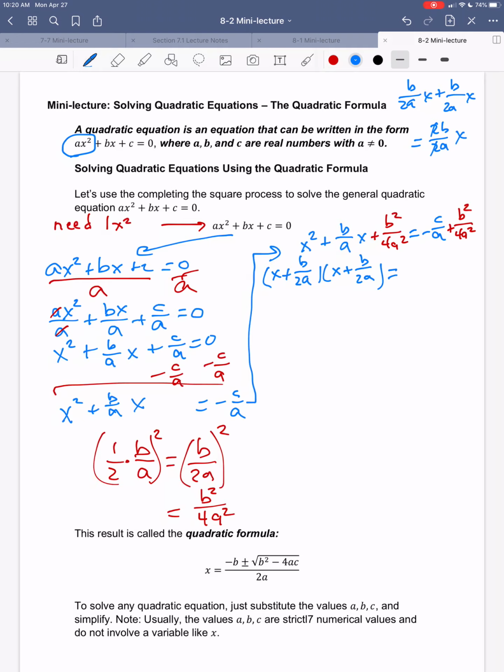All right, so I've got negative c over a, but I need to turn this denominator into this denominator if I can. What am I missing? Well, I need a 4 and I need another a. So I'm going to have to multiply by 4 and a, but whatever I do to the bottom, I have to do to the top.